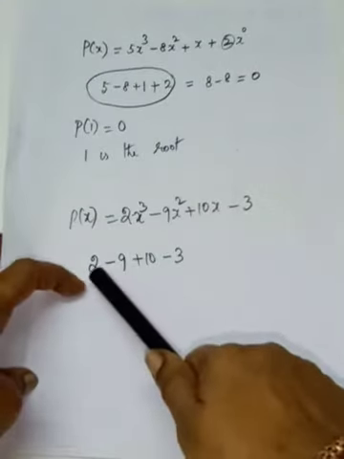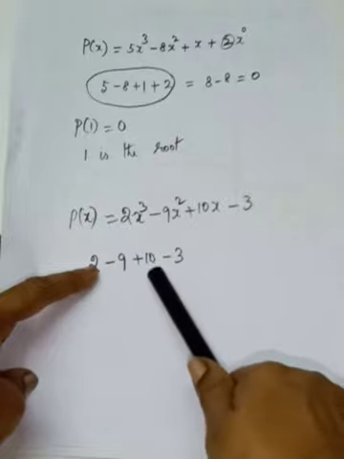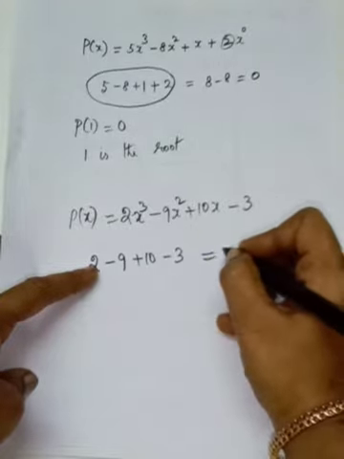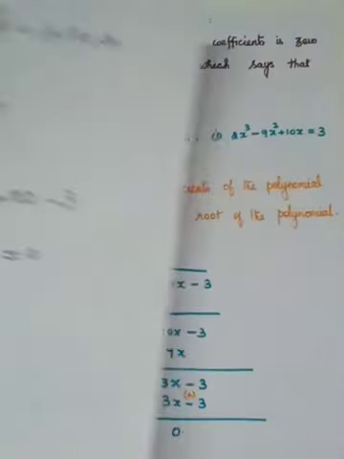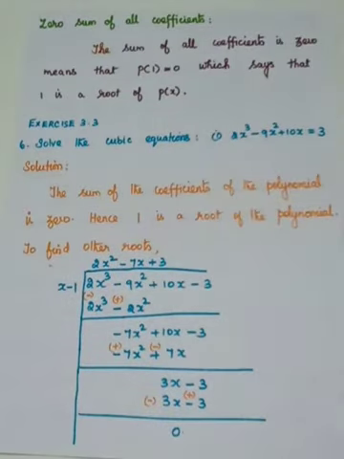Here 2 minus 9 is minus 7. Minus 7 plus 10 is 3. 3 minus 3 is 0. That means 1 is the root of the polynomial equation. So see that the sum of the coefficients of the polynomial is 0, so hence 1 is the root of the polynomial. So 1 is a root means what is the factor? It is x minus 1.